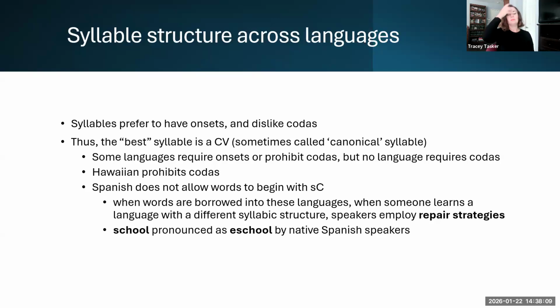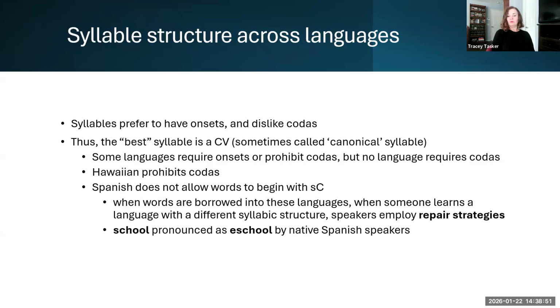As I said, syllable structures are different among different languages. In general, among languages, syllables often have onsets and not codas. The most common would be what we call canonical syllables. If you think about babies babbling, they babble in canonical syllables, so that's consonant-vowel. Some languages may require an onset and prohibit a coda, but no languages require codas. As a matter of fact, Hawaiian does not have any codas, so they don't have consonants following the vowels.